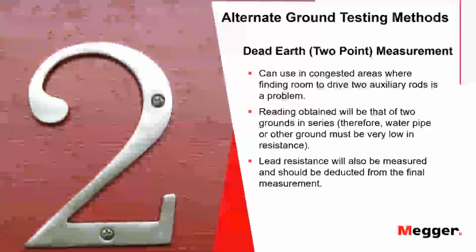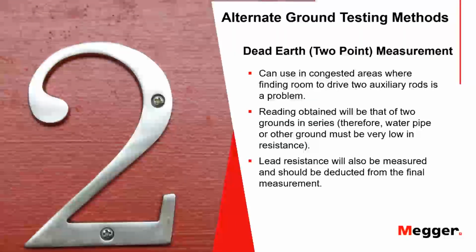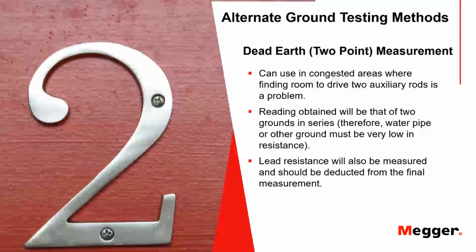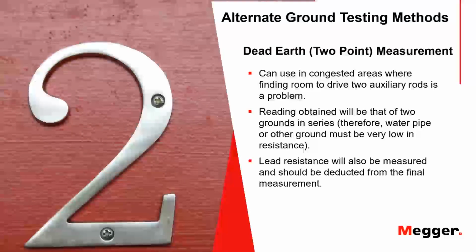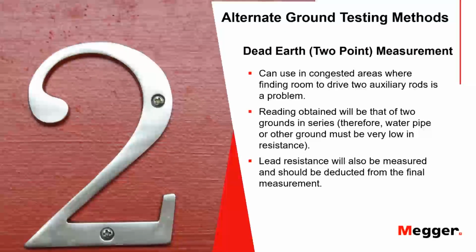Now we go from a very complex method to a very simple method, and this is dead earth or 2-point. And so this is a good one to use. This is a drop dead measurement to use in really congested areas where you just can't find any other method to use. You're down in Manhattan or someplace like that. Okay, next.